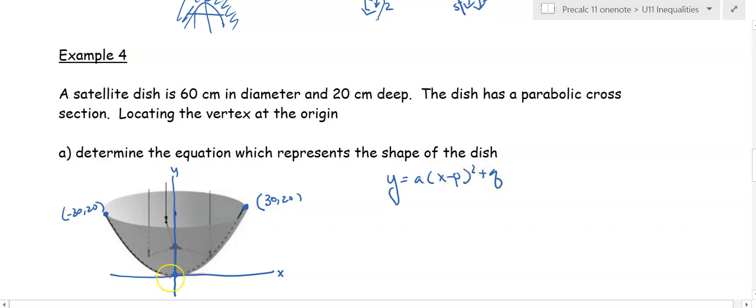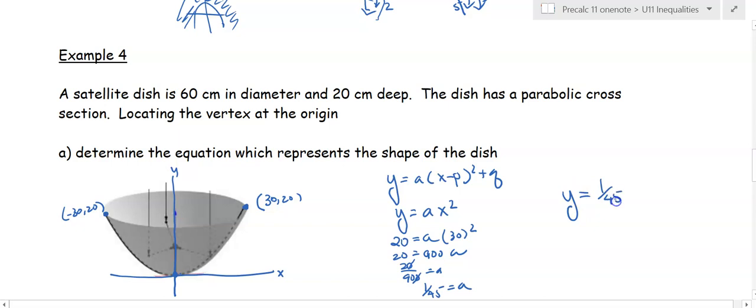We plug in p and q, which is (0, 0), so we have y equals ax squared. p and q are 0 because it's the origin. And now we choose a point, an xy pair, that we plug in to solve for a. So if I choose this point right here, I plug in 20 for y and 30 for x. I get 20 equals 900a. Divide both sides by 900. I get 20 over 900 equals a. Reduce it down, 1 over 45 equals a. So I have y equals 1 over 45 x squared. That is the equation of the parabola.